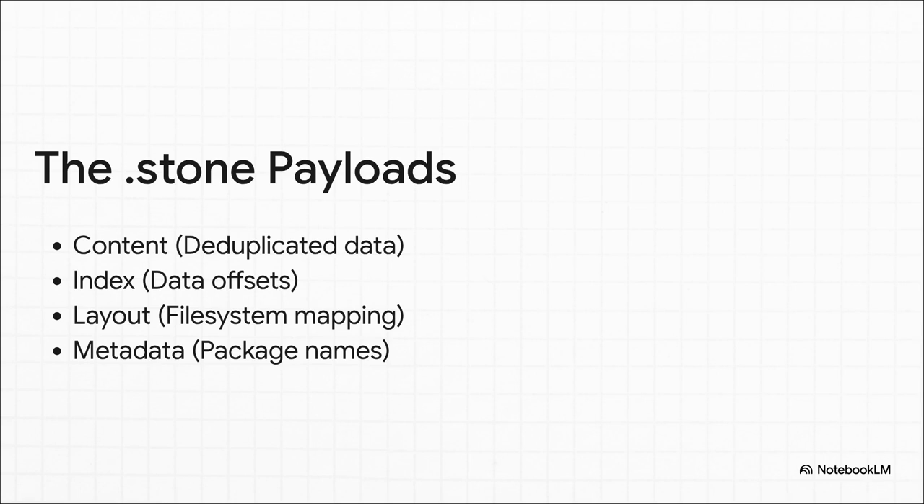Inside a single stone file, there are 4 distinct payloads. There's the content payload, which is heavily deduplicated so you aren't downloading the exact same libraries twice. There's an index payload to map out that data, a layout payload that tells the OS exactly how the file system should look, and finally, a metadata payload for package names and providers. And because the header is totally version agnostic, they can evolve this format infinitely without breaking legacy systems.